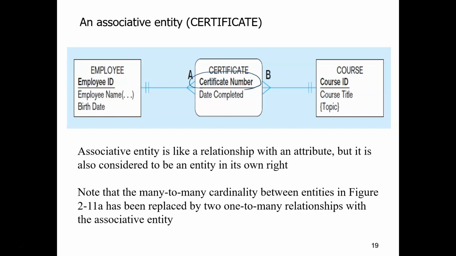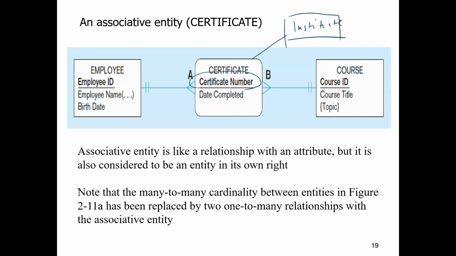And the certificate itself can also have relationships with other entities. For example, it can have a relationship with the certificate granting institute. Eventually what you will have is 3 tables. The certificate will become a table by itself. So these are the things that you need to do when you create an associative entity.